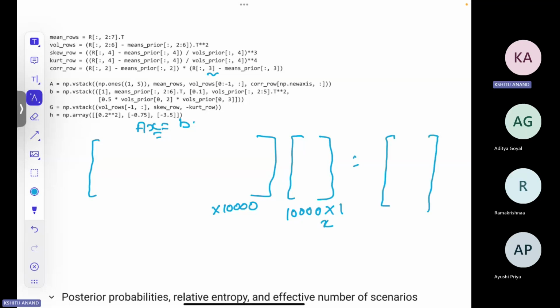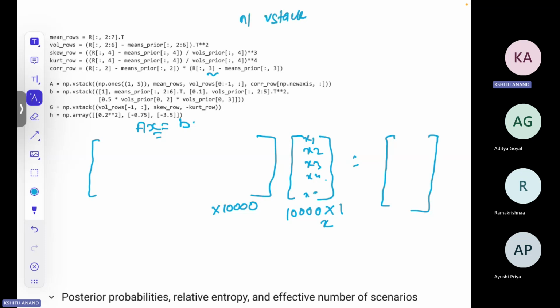Now let us see how we are building up. Here X will be X1, X2, X3, X4, X5. First of all, what is b stack? B stack is something like you are vertically stacking some arrays.